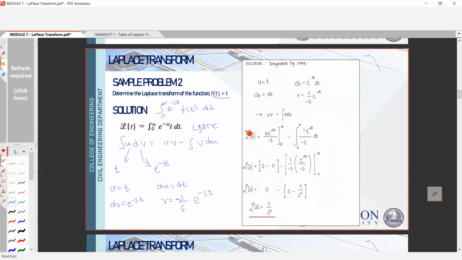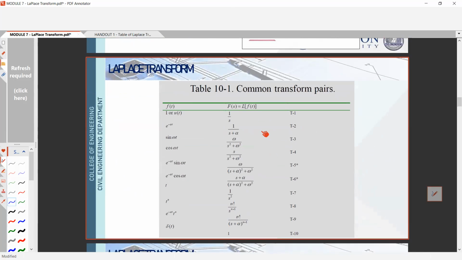So imagine if you don't have a cheat code or cheat sheet for the Laplace transform of a function, gagawin mo to every time. Gagawin mo yung formula na e raised to negative st times f of t dt, evaluated from 0 to infinity. So kaya nagawa sila ng Laplace transform table.